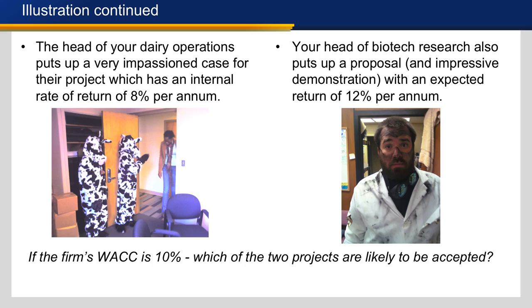Straight afterwards, our head of biotech research makes his pitch for his proposal via a very exciting demonstration and finishes with an internal rate of return of 12% for his project. Now, the question is, for a capital-constrained firm, if the firm's weighted average cost of capital is 10% per annum, which of these two projects will be accepted?